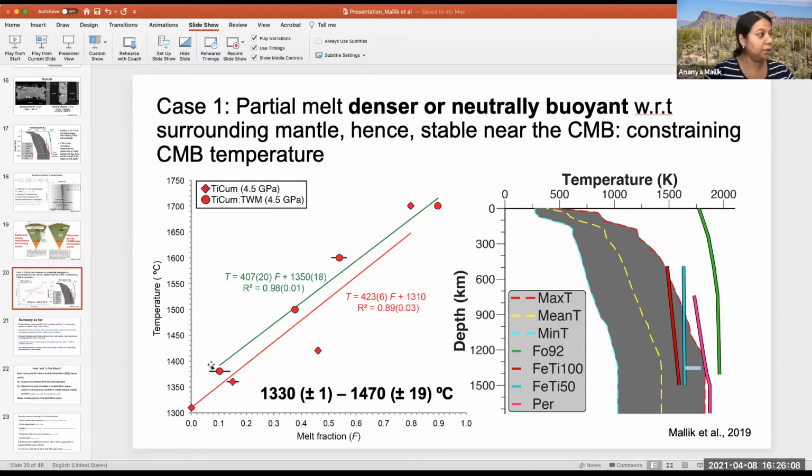So here's melt fraction versus temperature, and these are the experimental data that we have. So basically, what we can do is find out what temperature range is covered by the 5 to 30% partial melt from this figure right here. And what we see is that that temperature range happens to be about 1330 to 1470 degrees C. So if these partial melts are indeed dense and they can stabilize at the core mantle boundary, now we do have a constraint for the core mantle boundary temperature, which is given by this purple bar right here. So this is a much better constraint than what we have currently right now.